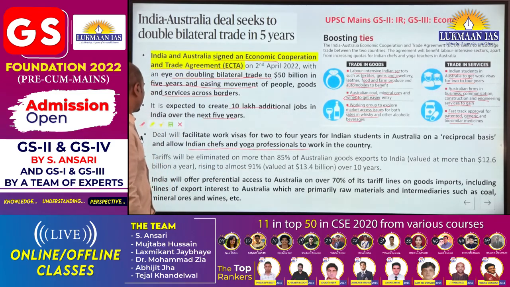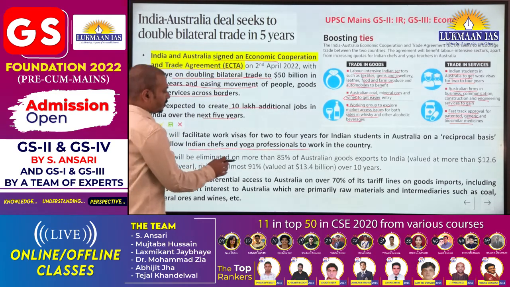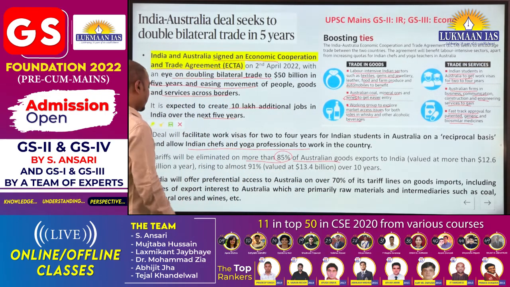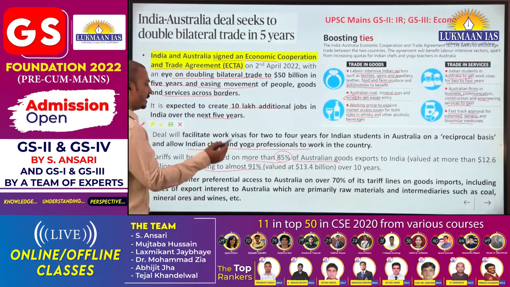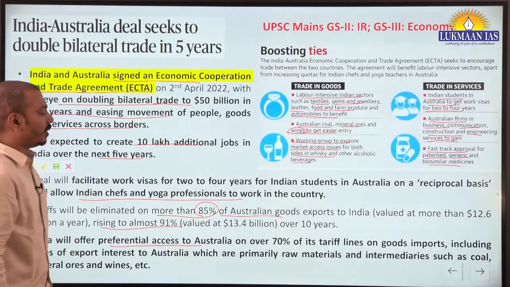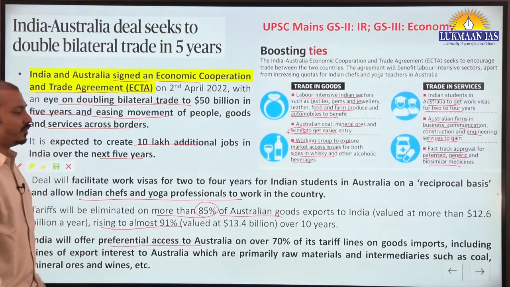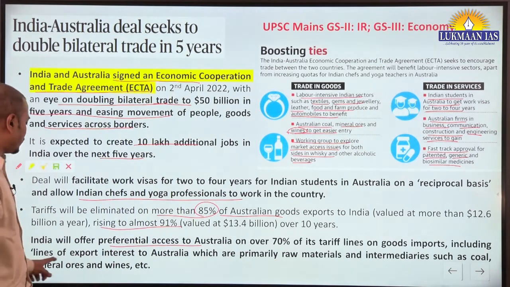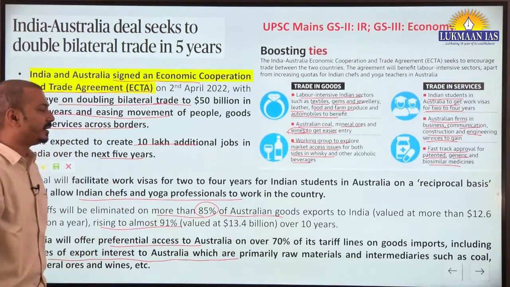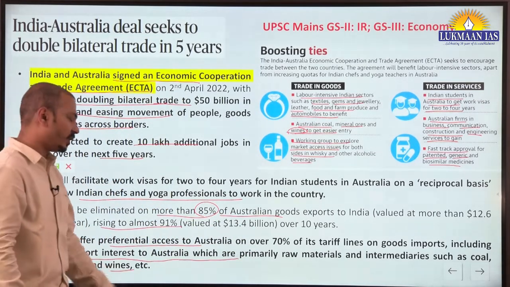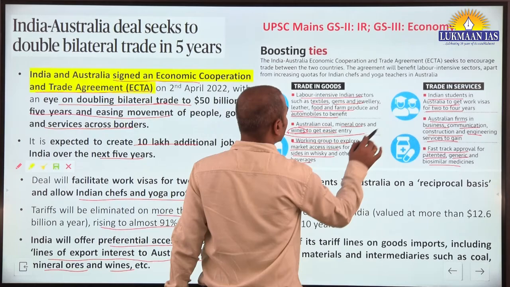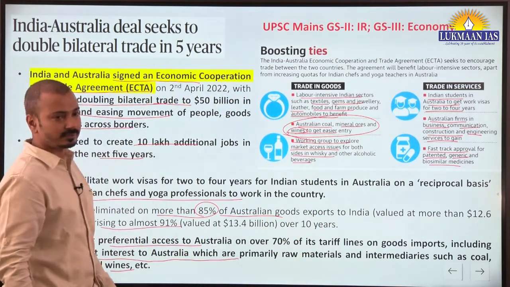Okay. Then tariffs will be eliminated on more than 85% of Australian goods export to India. Then raising to almost 91% in next 10 years. India will offer preferential access to Australia on over 70% of its tariff lines on goods import, including lines of export interest to Australia, which are primarily raw materials and intermediaries such as coal, mineral ores, wines. Okay, so largely the focus is on these commodities from Australia to India. That is a major investment.